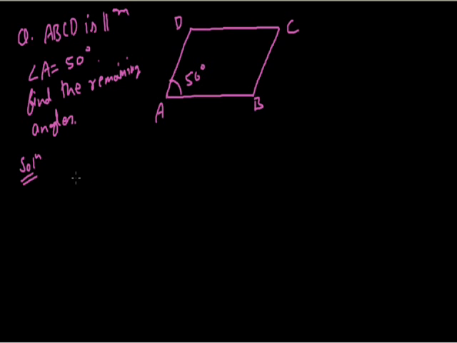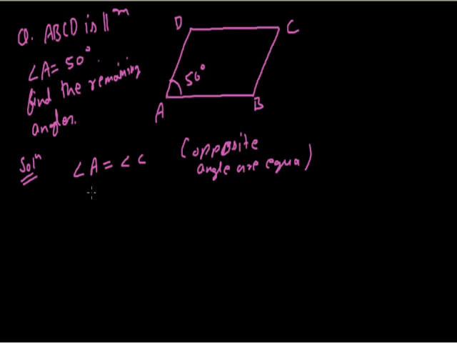Now we know that in a parallelogram the opposite angles are equal, that is angle A should be equal to angle C. Opposite angles are equal. So that's why, as angle A is 50 degrees, it means angle C is also 50 degrees.